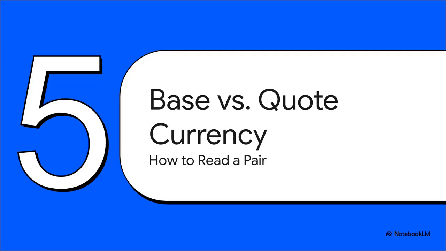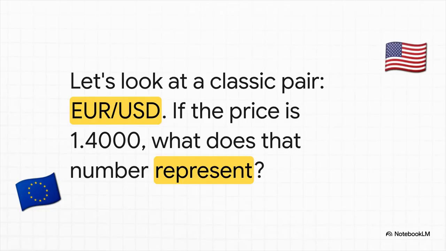All right, last piece of the puzzle. Let's talk about what we're actually trading. Currencies always come in pairs, but the order they're in is super important. Let's break down how to read them. We'll use a super common example, the euro versus the US dollar, or EUR/USD, and let's pretend the price is 1.4000. So what on earth does that number actually mean?